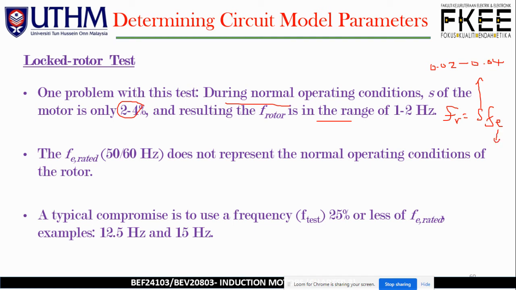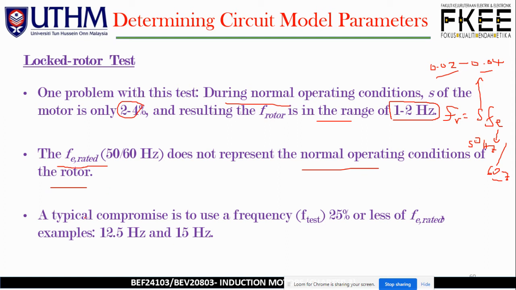So just imagine we have Fe of about 50 Hz, or 60 Hz. By multiplying 50 Hz or 60 Hz with 0.02 or 0.04, you get the value of the rotor frequency, which is about 1 to 2 Hz only, so very low. So this is the main problem. The rated frequency Fe, 50 or 60 Hz, does not represent the normal operating condition of the rotor. So this is again the problem.